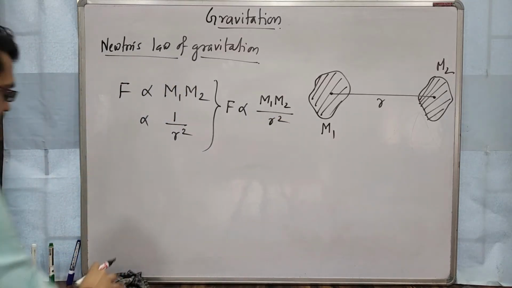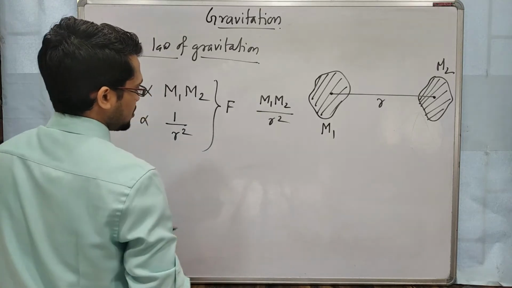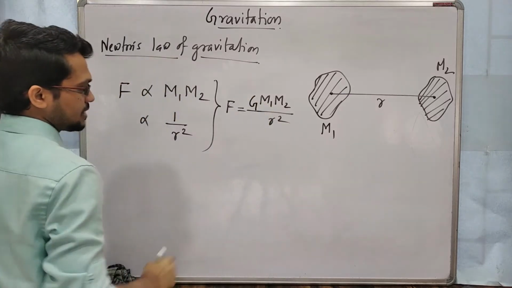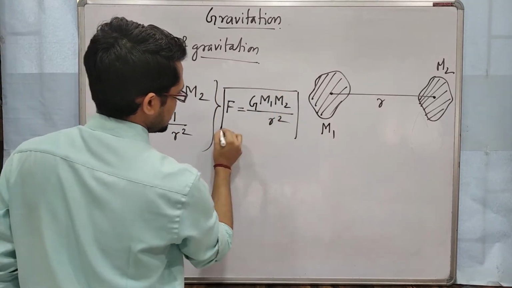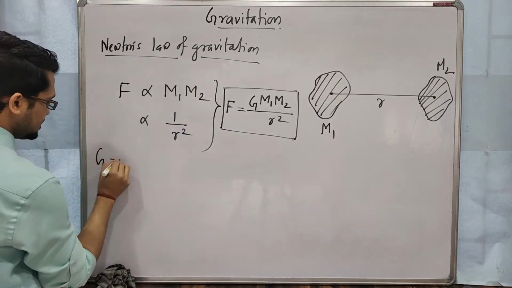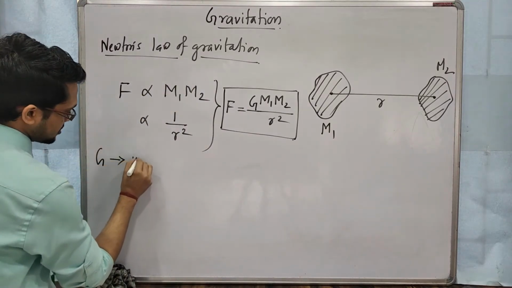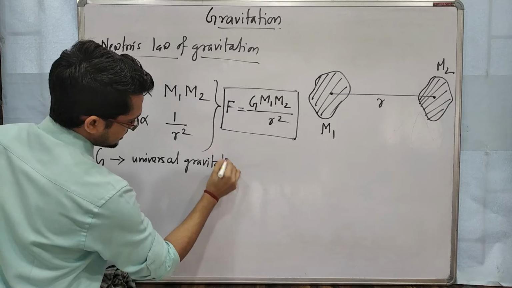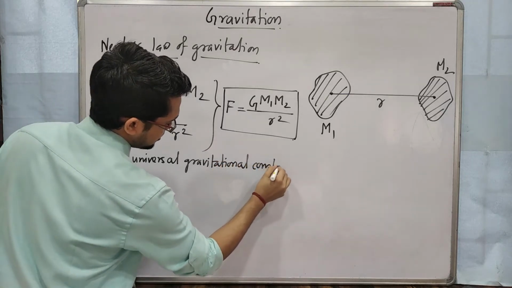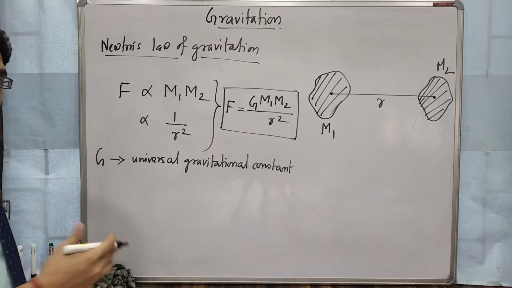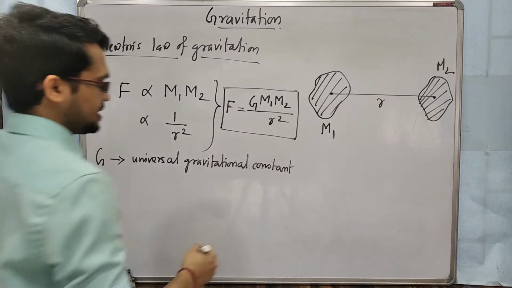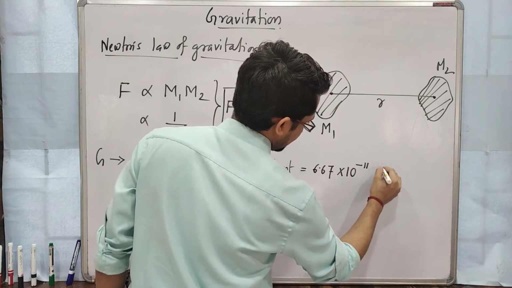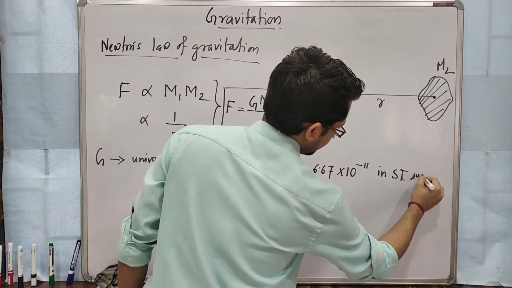If we remove this proportionality sign, we have to bring one constant. That constant is G, so this is the amount of force. What is G? G is the universal gravitational constant. It has a particular value at any place, at any time. That value is 6.67 into 10 to the power minus 11 in the SI system.